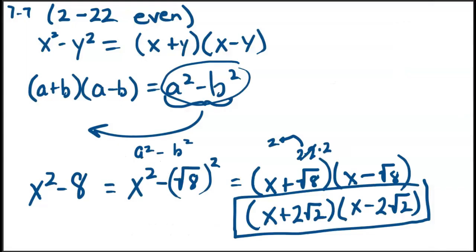All right. So again, your assignment is numbers 2 through 22 even. This is 7-7, page 272 or page 266, depending on which textbook you have. Enjoy assignment 7-7.